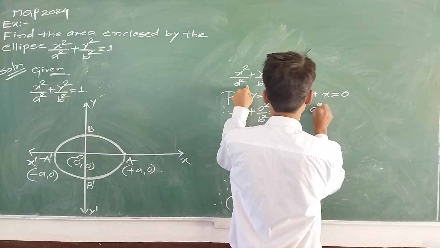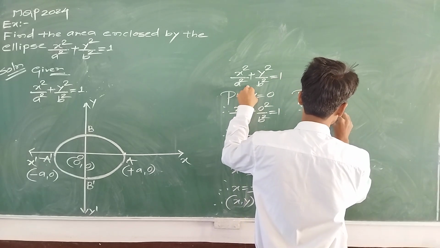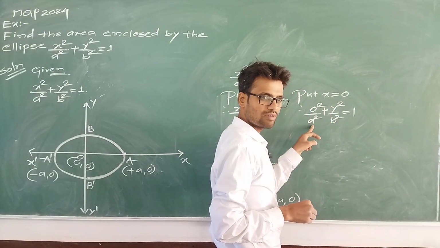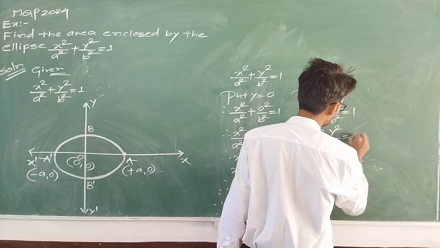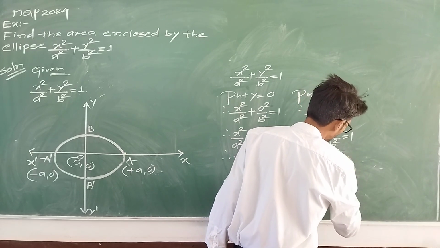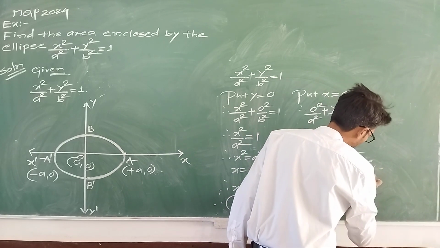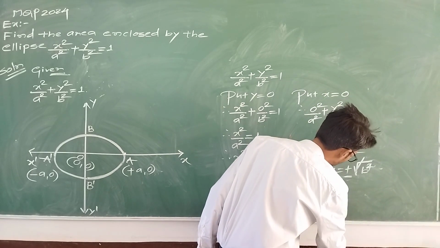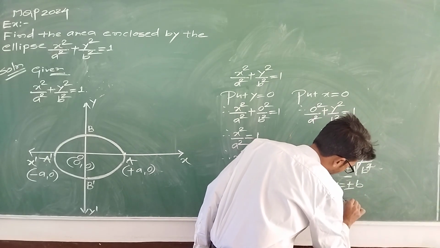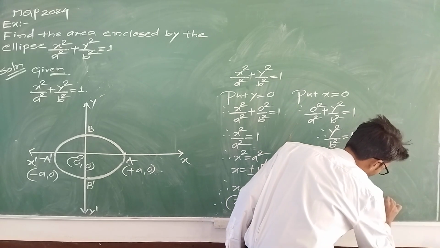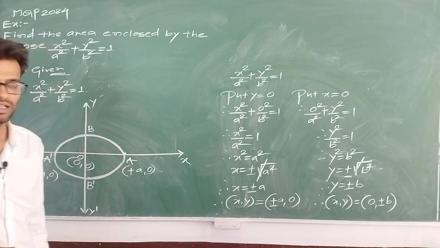So, therefore, you get 0 square by a square plus y square by b square is equal to 1. 0 square by a square is 0. 0 plus y square by b square, it is y square by b square is equal to 1. So, therefore, y square equal to 1 into b square, y equal to plus or minus square root of b square. Square and root get cancelled. So, therefore, y equal to plus or minus b. So, therefore, coordinates of x, y is 0 comma plus or minus b.